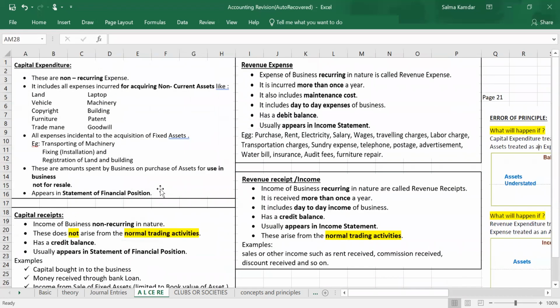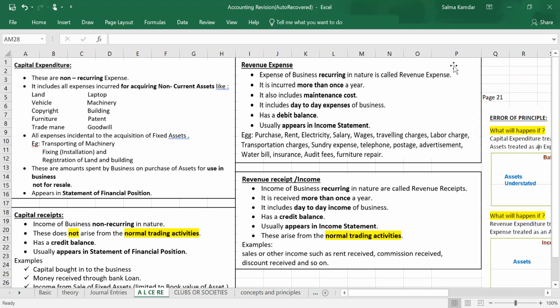Now tell me, what is the difference between a revenue expenditure and capital expenditure? Capital expenditure is a non-recurring expenditure. What do you mean by it's a non-recurring expenditure? I'm saying it's not done on a daily basis. It's done very rarely, like once in a while. And revenue expenditure is a recurring expenditure, which means that it's done on a day-to-day basis. What else can come in revenue expenditure? Rent, salary, maintenance.